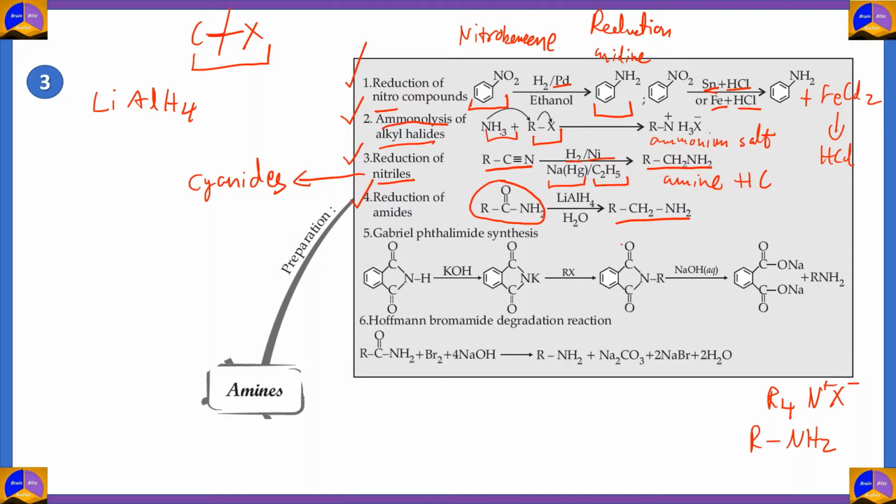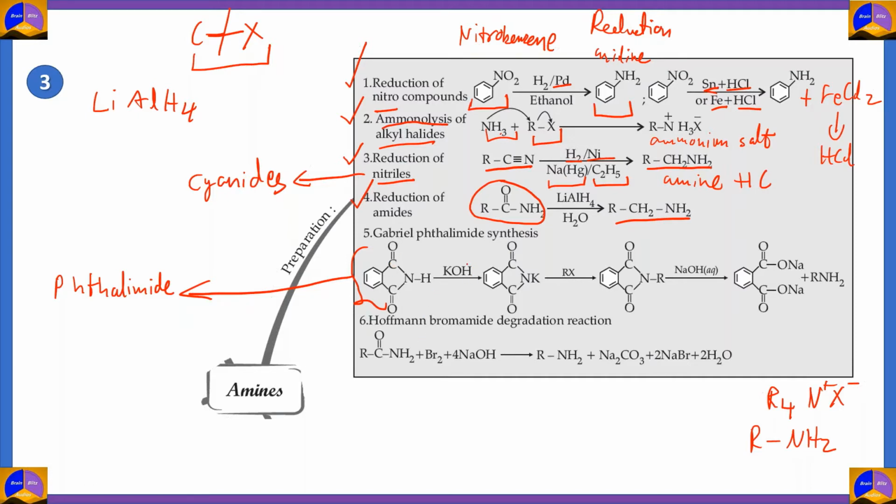The next reaction is Gabriel phthalimide synthesis. So this complicated formula is for a phthalimide. So this type of substance is known as a phthalimide. So basically it's a benzene with two C double bond O's and an NH. So this is known as a phthalimide.